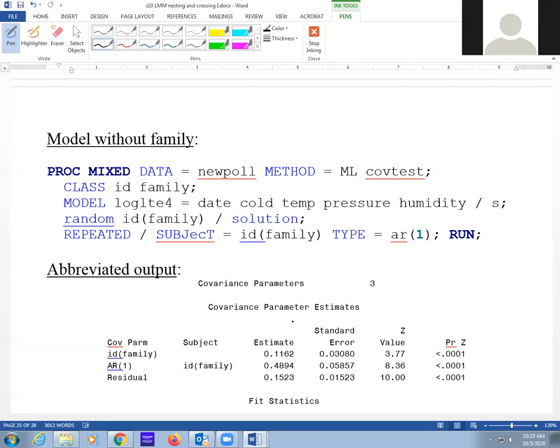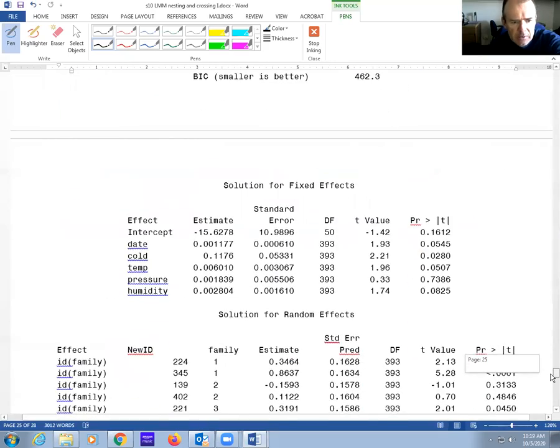Okay. So this is one way we can test for sibling dependence or dependence between subjects.